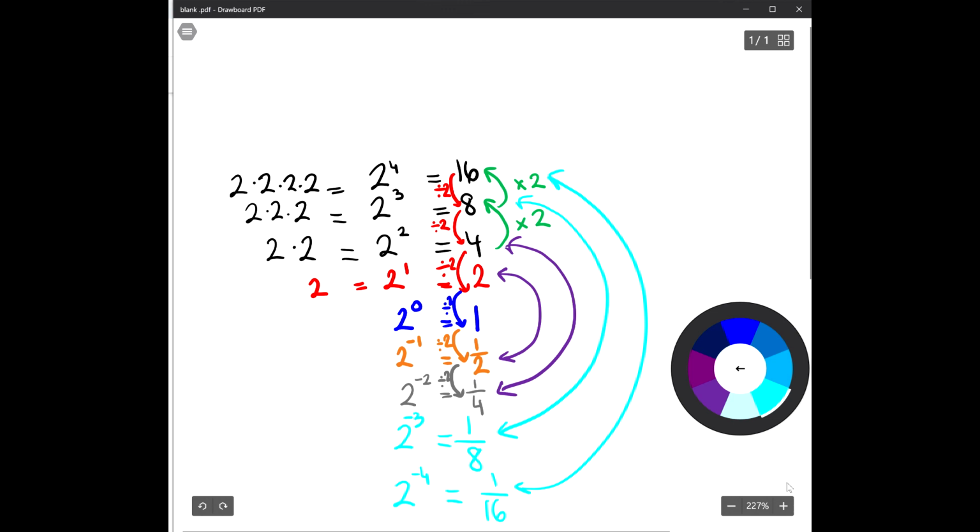Alright, hopefully this video helped you understand a little bit more about negative exponents. We also formalize it. We can formalize that whatever is raised to the 0 power equals 1. So the formula that comes from here is a raised to the 0 equals 1.